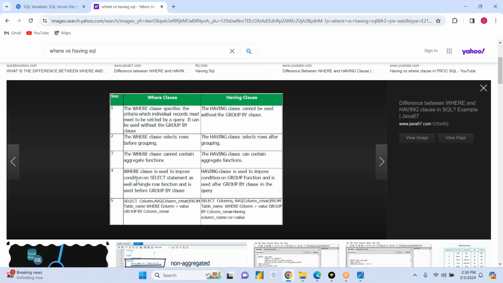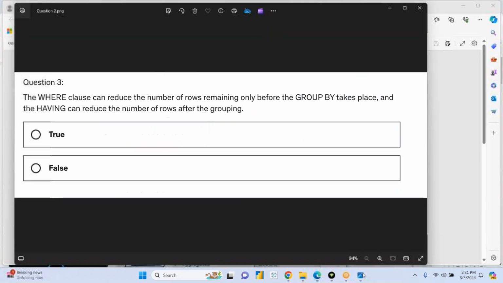The where clause is used to impose conditions on select statements as well as single row functions, and it's used before the group by, as we saw. The having clause is used after the group by. This is very important. So when we combine that, this statement evaluates to true. This is true.